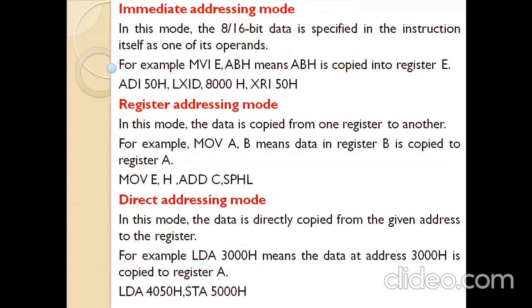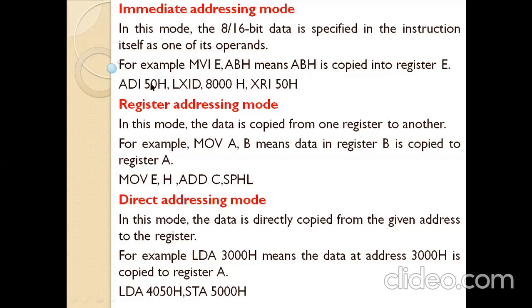First, we can see what is meant by immediate addressing mode. Example, MVI E, AB. AB is the data. This data will immediately move to the E register. MVI means move immediate. This I represents an immediate instruction. So immediately this will move the 8-bit value to the E register. So this comes under immediate addressing mode.